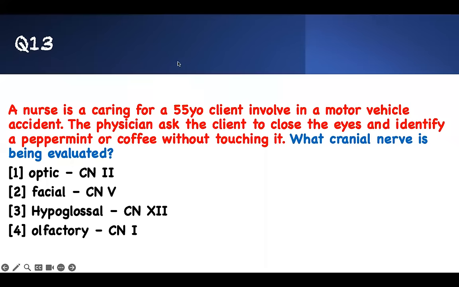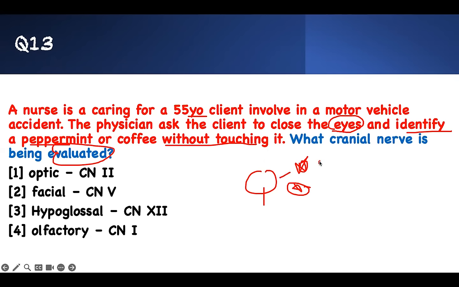Which cranial nerve is being evaluated? A nurse is caring for a 55-year-old client involved in a motor vehicle accident. The physician asks the client to close their eyes and identify a peppermint or coffee without touching it. So this is the patient. You have a peppermint and you have a coffee, and you ask them, I want you to tell me if this is coffee on my left or peppermint on the right without touching it. I bring it in front of you. What do you think we are evaluating?